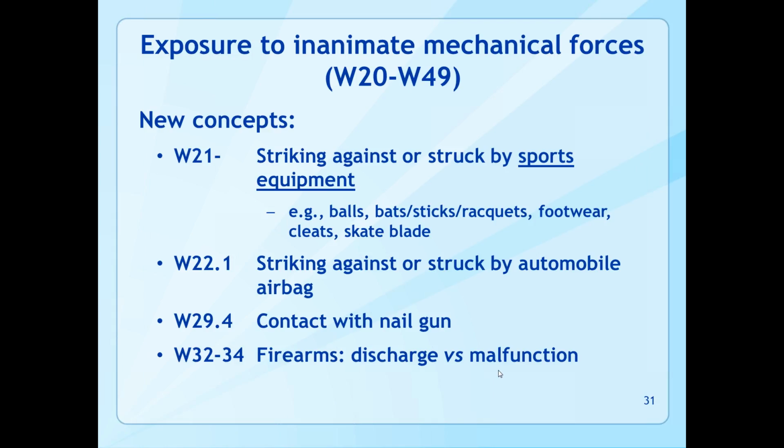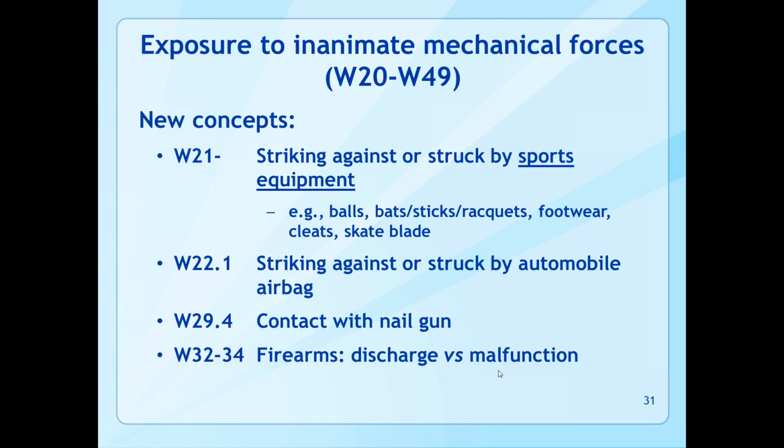But on this slide, I want to just highlight a few things that have been added in ICD-10-CM. So first off, there's a lot more detail captured on injuries resulting from being struck or hit by sports equipment. So this code, W21, has a lot of detail, not just whether the person was struck by a ball, for example, but there are different codes based on the type of ball. So there's a code for being struck by a football, by a soccer ball, by a baseball.